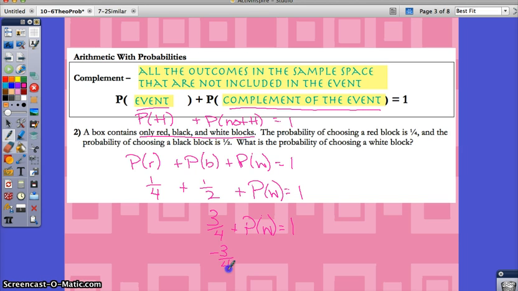So we can see here that the probability of white is 1/4. Again, this isn't an overly complicated event that you wouldn't be able to solve without knowing complements. However, we will get to some of those with 10-7, and as the probability gets more complex, the complement can be very helpful.